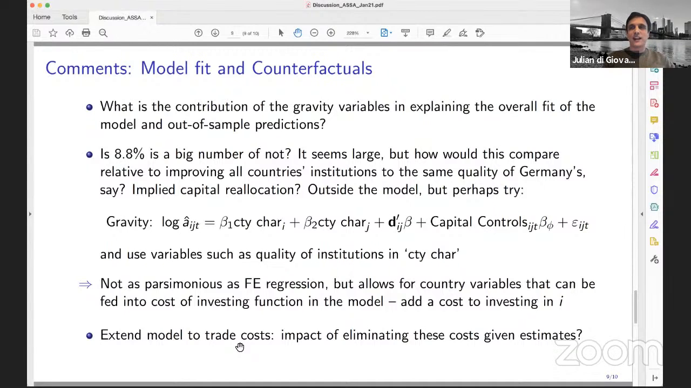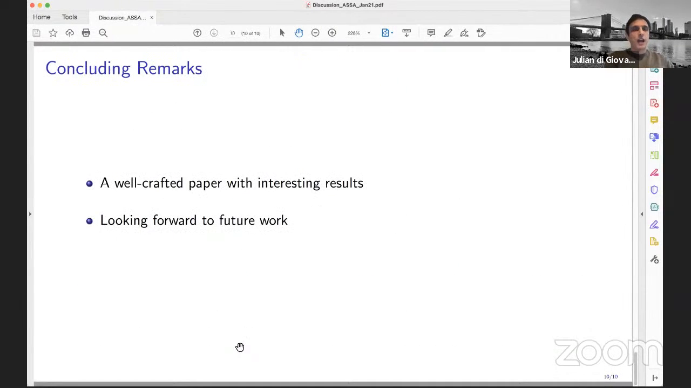So that's my alarm. It says I couldn't see the chat, and I think I'm over on time. So again, I think it was a really well-crafted paper. It made me think a lot, lots of interesting results, and I'm looking forward to seeing some future iterations of this work and other ideas that they had in the paper. Thank you very much.